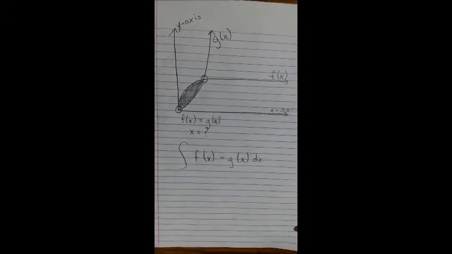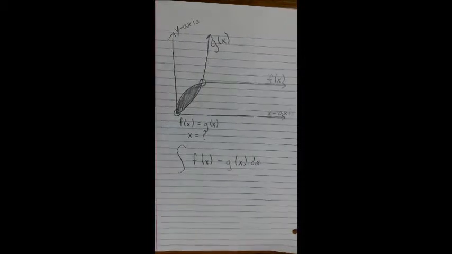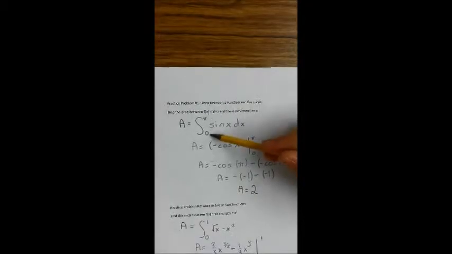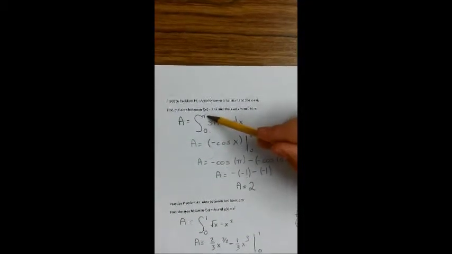Now that we understand the topic, let's try a few practice problems. This problem is asking to find the area between f of x, which equals sine x, and the x-axis from 0 to pi. So first you're going to set up your integral with 0 being your lower bound and pi being your upper bound, sine x dx.